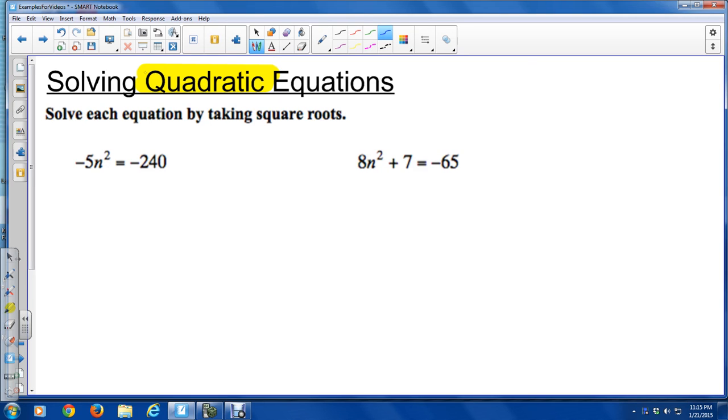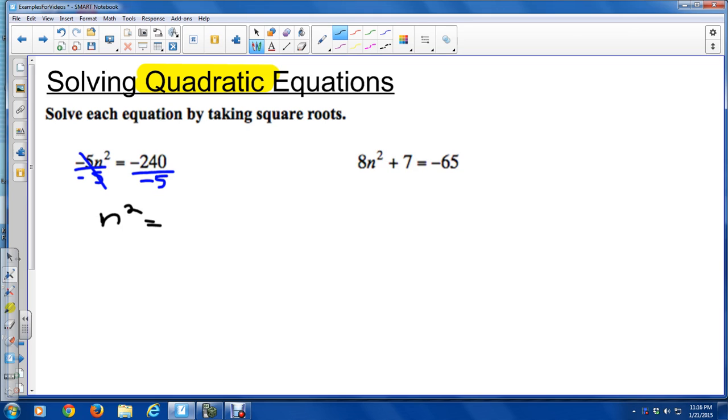Okay, if you were thinking to get rid of the negative 5, I agree. Right now it's negative 5 times n squared. How do I get rid of the multiplication? Andrea, good. You said divide by negative 5. So I'm going to divide by negative 5 on both sides. The negative 5's cancel on the left side. And I'm left with n squared equals negative 240 divided by negative 5.